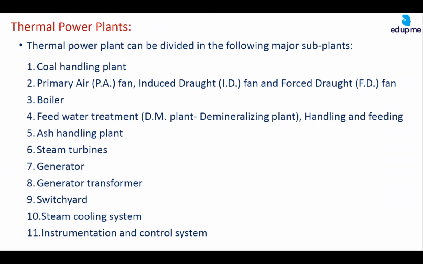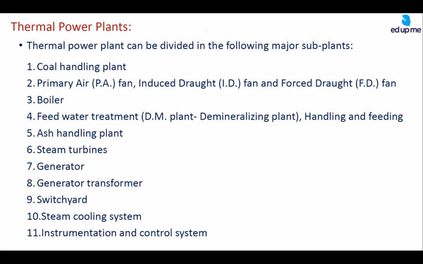The thermal power plant, if you see what are the sub plants in thermal power plants, so thermal power plant contains coal handling plant, PFN, ID fan and FD fan, boiler, feed water treatment, that is demineralizing of water, handling and feeding of feed water, ash handling plant, a big problem, because ash is not allowed to be disposed anywhere and quite a lot, much amount of ash is there.